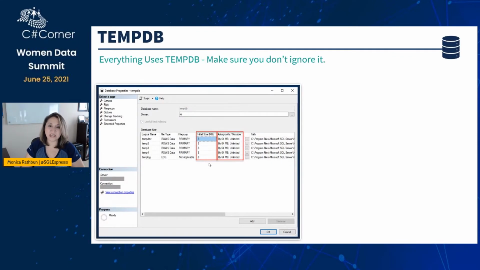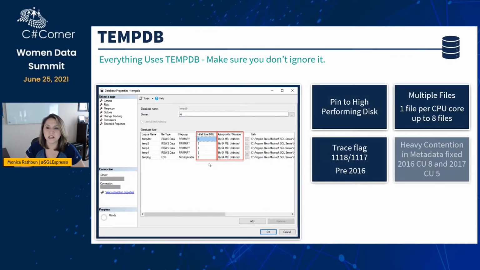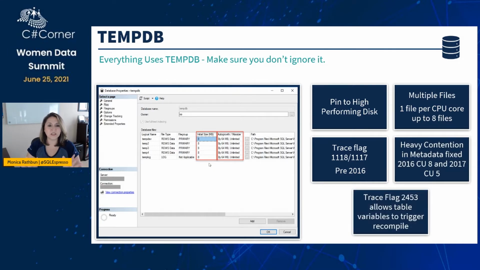Depthy went really in depth on this, so I'm going to go over it a little quick. If you didn't watch her session, I'm going to touch just the best practices on this. You can go back and watch her session later. But I'm going to remind you that one, it should be pinned to the highest disk possible.